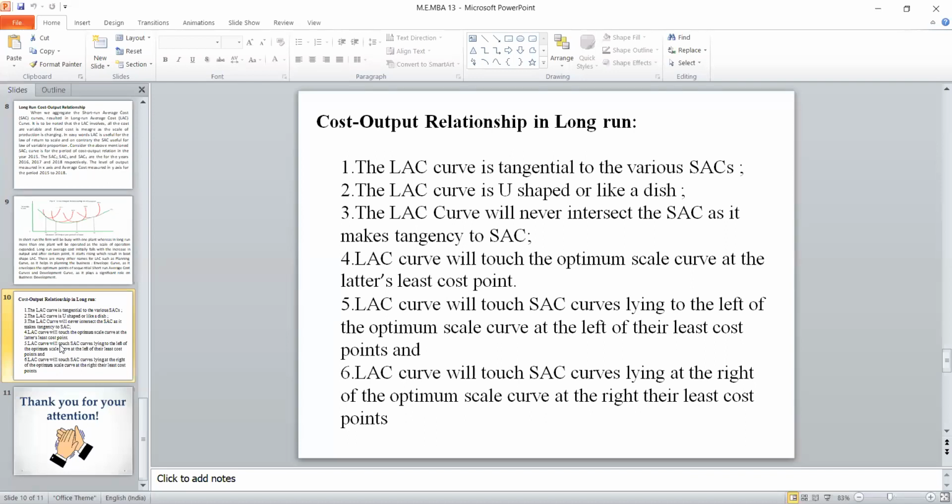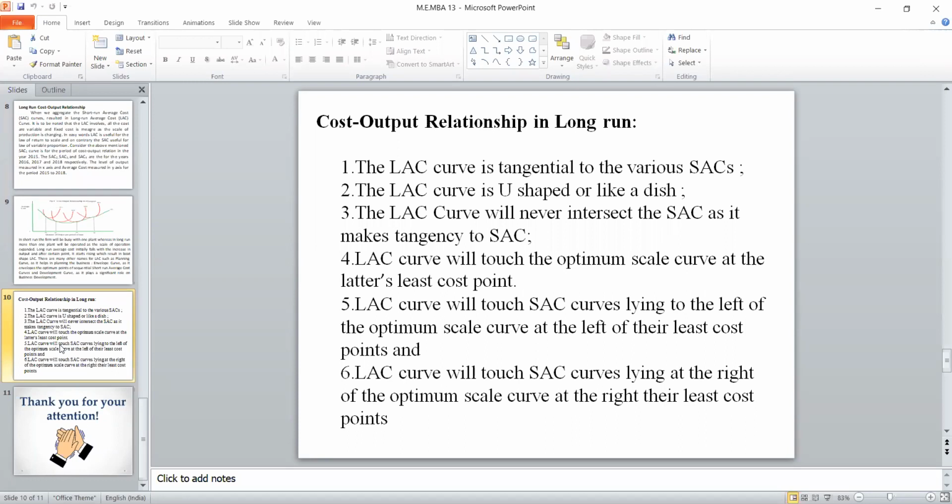The fourth implication, the most important thing, the long run average cost curve will touch the optimum scale curve at the later least cost point. That is, it always has a tangency at that particular point. On the right side, it will touch the right side of the least point. On the left side, it will touch the left side. That is why it looks like a bowl. Suppose it touched the minimum point of each, it would be a straight line. It is not a straight line. It is a bowl shape.